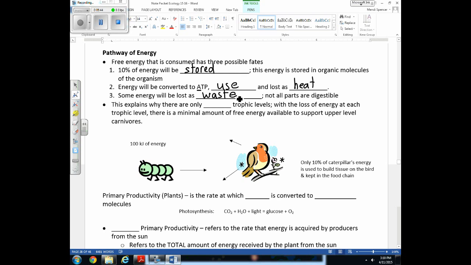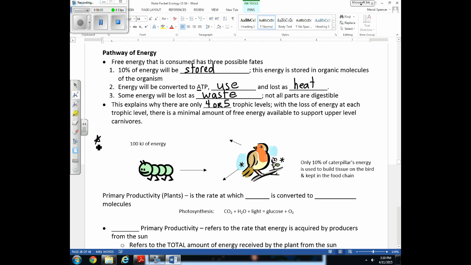Since 90% of the energy is lost as we move from one trophic level to the next, that explains why there's not very many trophic levels. There's just not enough energy making it up to continue to support more and more levels. So there's usually only about 4 or 5 different trophic levels found in an ecosystem.